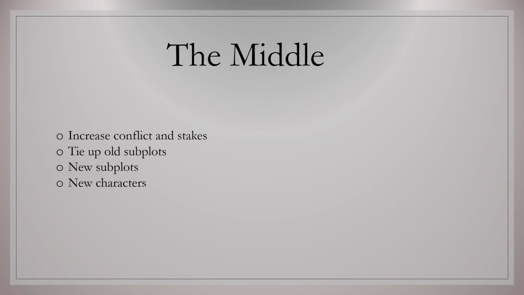The middle can be the trickiest part to write. It's the bridge between the beginning and the climax. If there aren't enough interesting things going on, it's going to feel like the story is dragging. To keep things interesting, new conflicts should be added and the stakes raised. Old subplots are tied up and maybe some side characters' problems are resolved. Even adding new characters and new subplots is going to be effective.